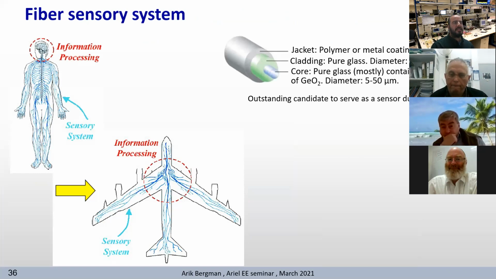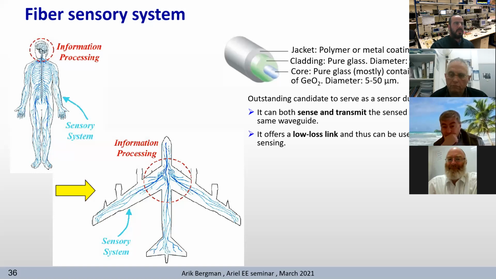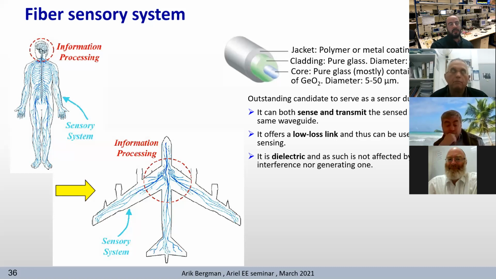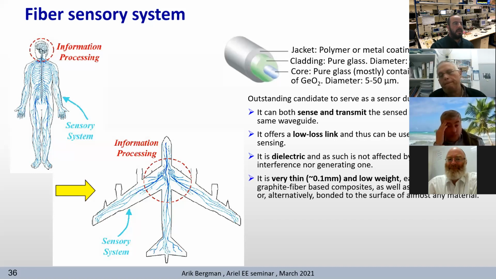Optical fiber is an outstanding candidate to achieve that. It can both sense and transmit the sensed information by the same waveguide. It offers a low-loss link and thus can be used for long-range sensing. It is dielectric and as such is not affected by electromagnetic interference nor generates any. And it is very thin and low weight, easily embeddable in graphite fiber-based composites, as well as imprinted structures, or alternatively bonded to the surface of almost any material.